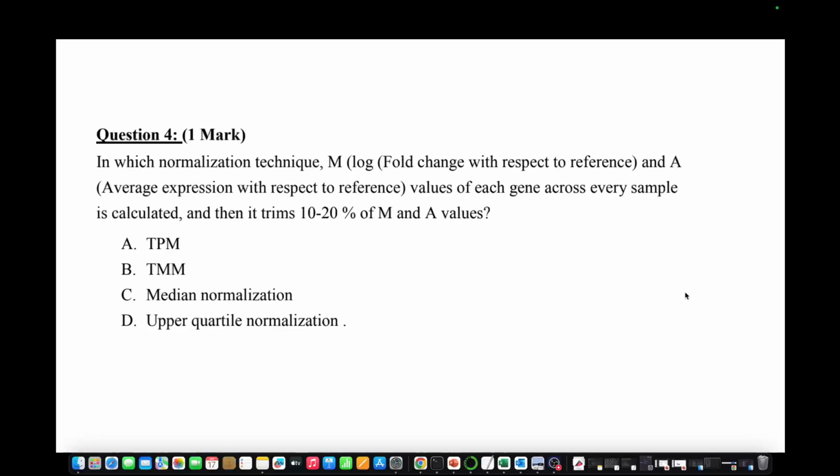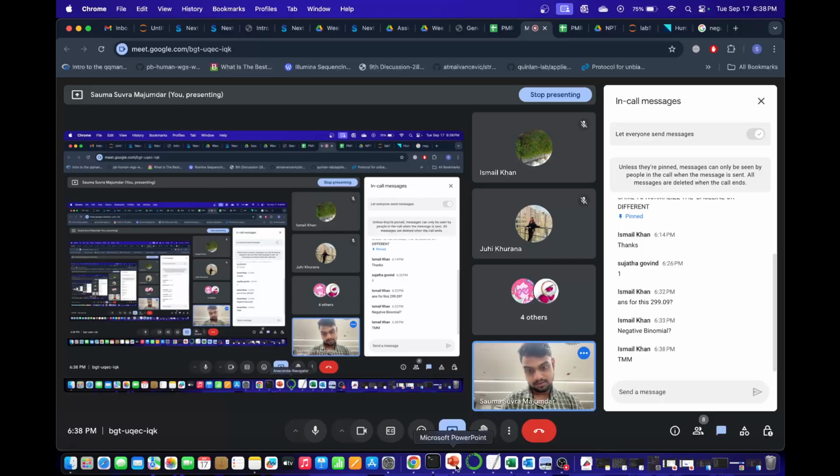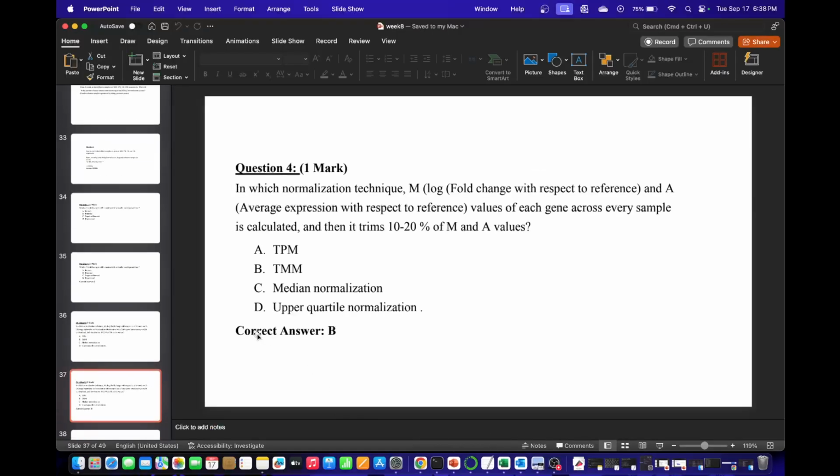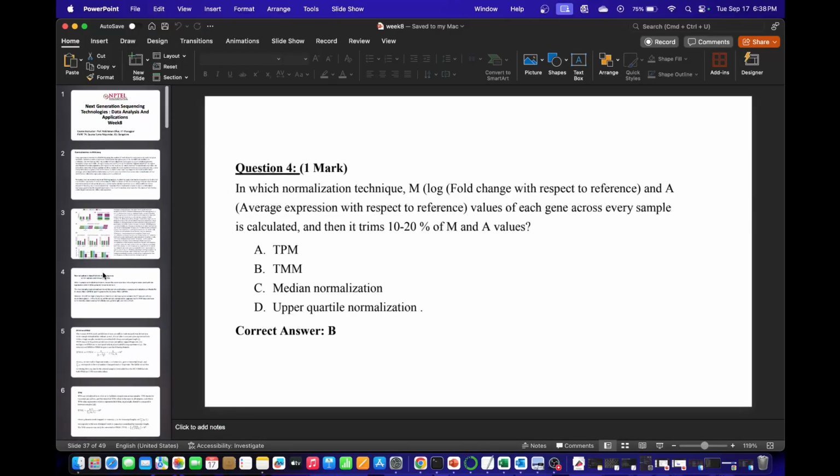The answer is TMM, which is basically trimmed mean of M values. So we discussed it here.